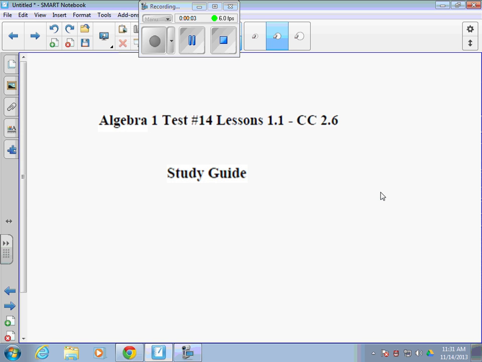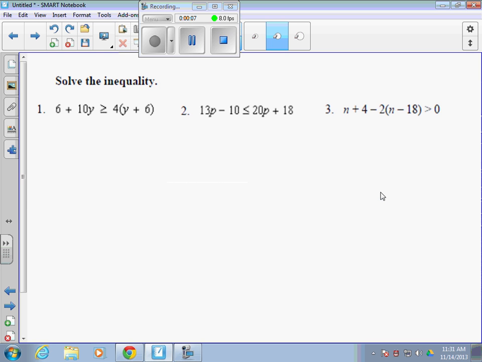It's Algebra 1, Test 14 through Section 2.6, Inequalities, Study Guide. Solving these inequalities, first thing you need to do is distribute.